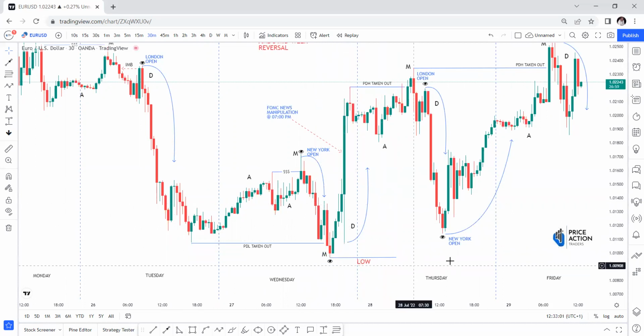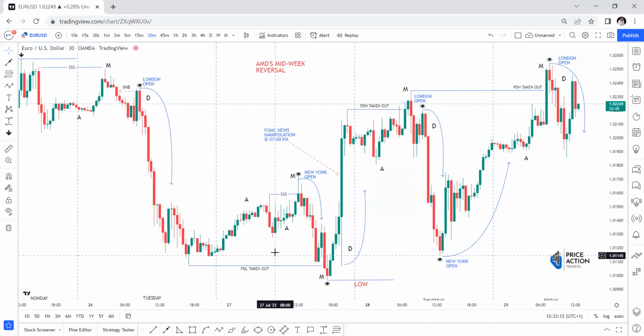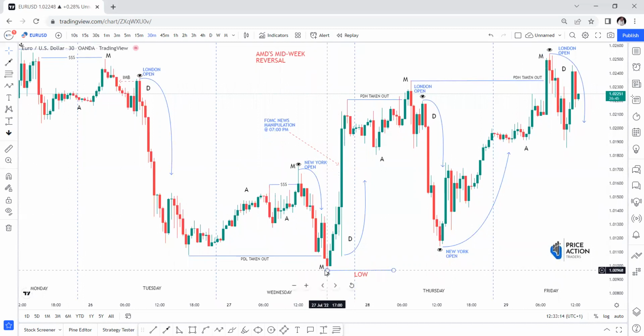That means Wednesday has created the low of the week. That's why this price starts moving higher, because the low of the week has already been created on midweek. That midweek reversal has generated the low of the week by giving us this manipulation leg. The price starts moving higher. So this was where the FOMC came up.